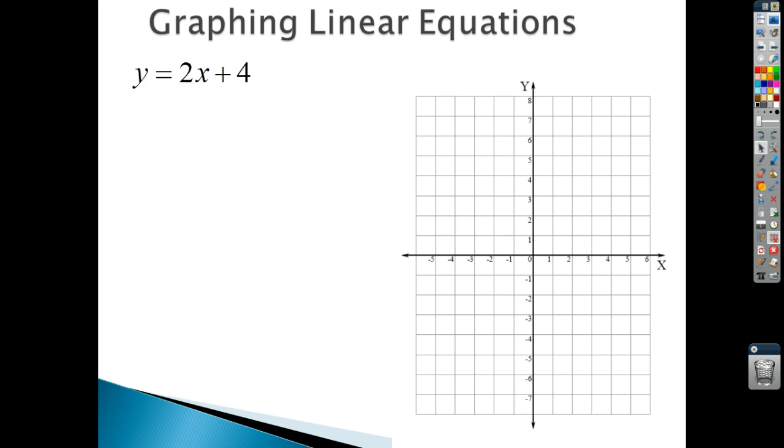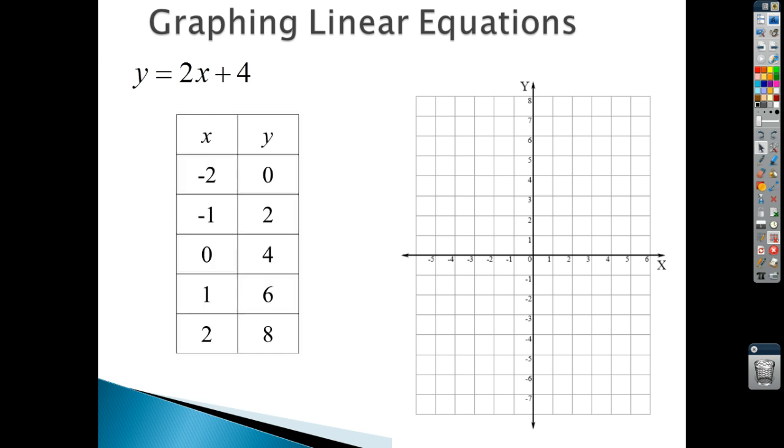Why don't you go ahead, create points, an input-output table, or a pairing of inputs with their outputs, and then plot those points on the actual graph. So why don't you go ahead and do that now? All right, so this is the table that I came up with: -2, 0; -1, 2; 0, 4; 1, 6; 2, 8. When you plot those points, you get this nice line that looks something like that. And there you have it.